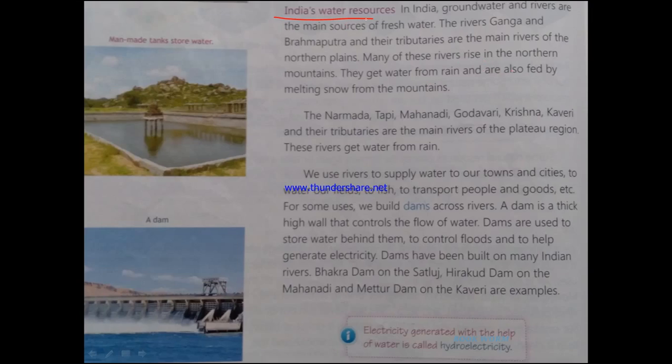So, India's water resources, first we get it from the rivers of the northern plains. Which are these rivers? They are Ganga and Brahmaputra and their tributaries. Next, the Narmada, Tapi, Mahanadi, Godavari, Krishna, Kaveri and their tributaries are the main rivers of the plateau region. These rivers get water from rain.